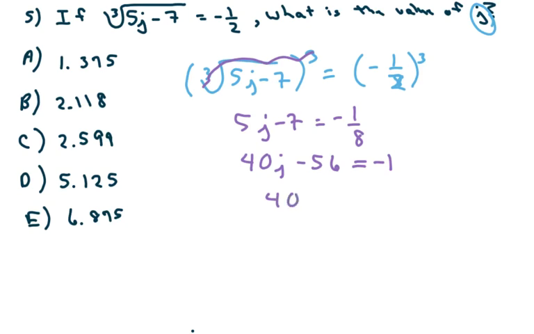So 40j equals, when you add 56, you get 55. So j equals 55 over 40. At this point, you probably just want to use your calculator, and it's going to equal 1.375, which is answer A.